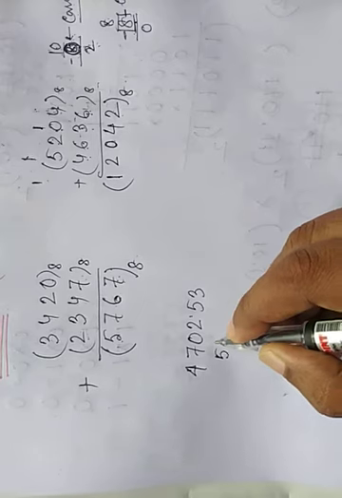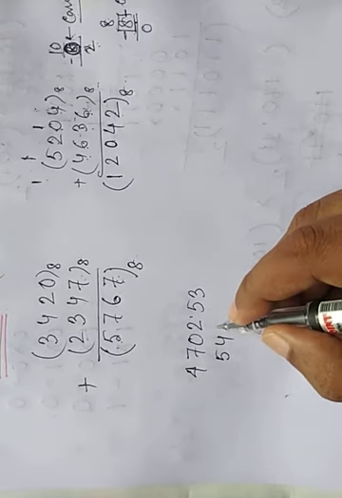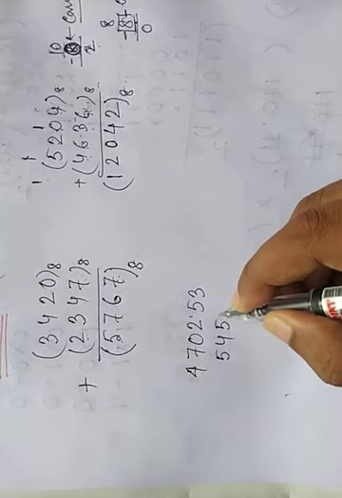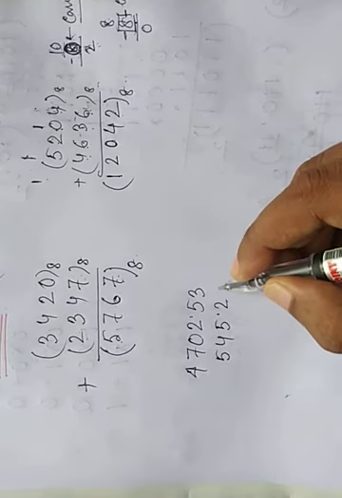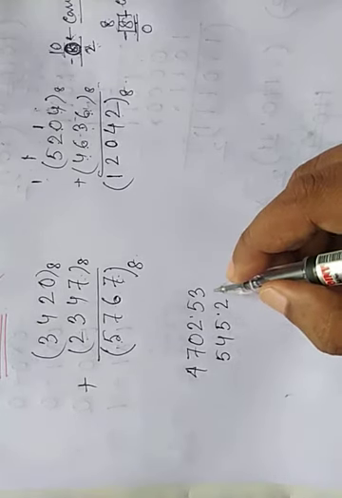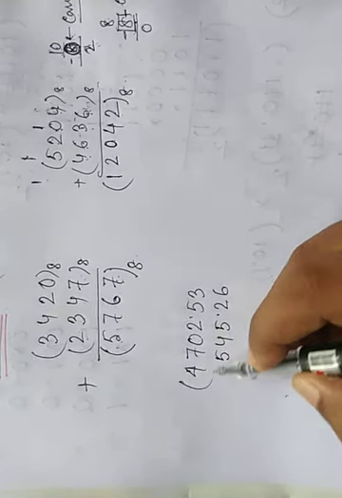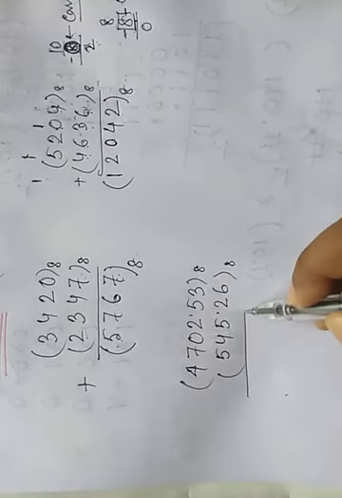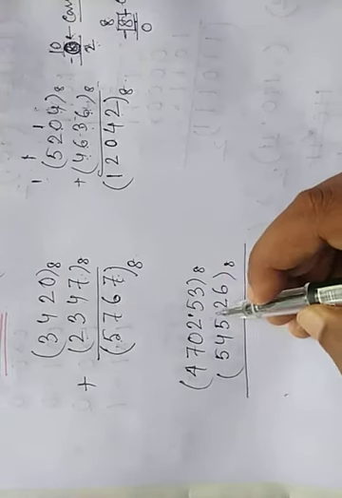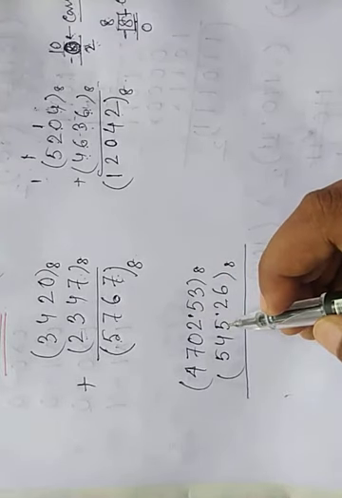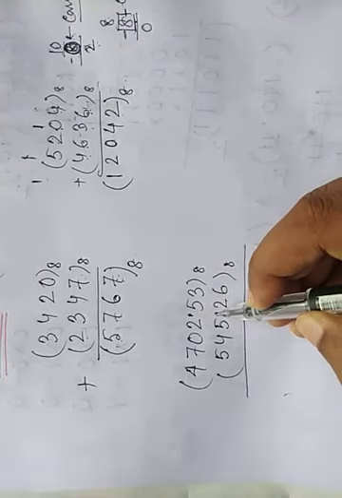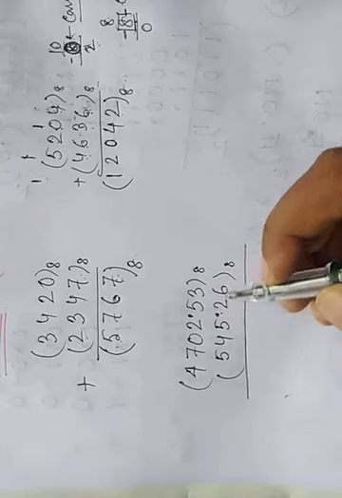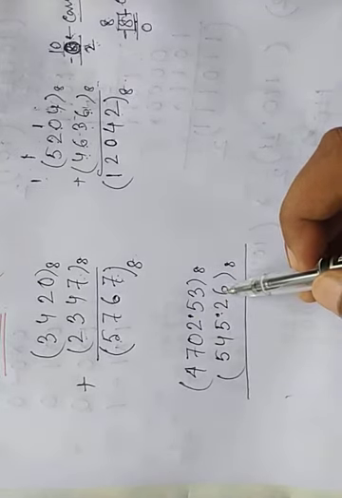Now here 5 4 and 5.26. So this is also 8. Always remember that all the decimal points must be placed in the same position. Okay. Now let us start.